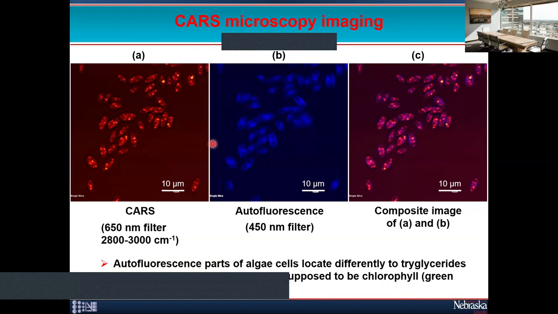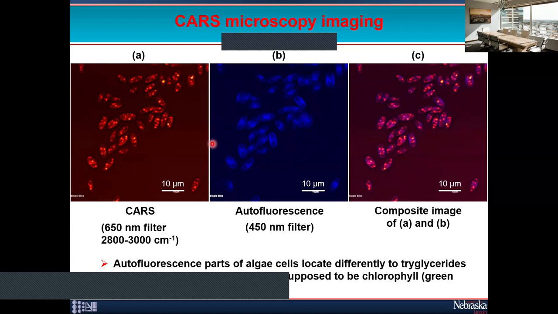Some biochemists proposed that the lipids, the oil, are in the walls of the algae, and we showed that actually they are inside. They look almost like beans. They have droplets of oil inside of the algae cells.